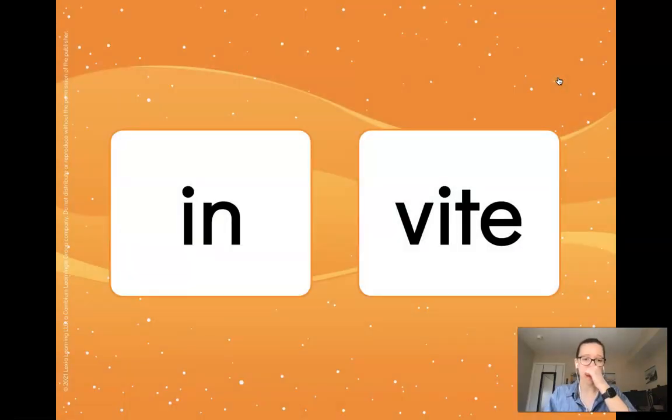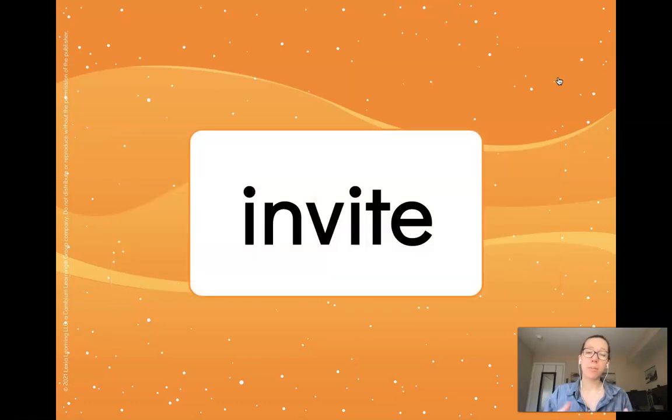Let's take a look at these words. Our first word is in, and our second word has a silent E on there, V-I-T-E. That silent E is going to make our vowel long and strong, so that word would be vite. If we put those words together, we have invite. Listen as I use the word invite in a sentence and see if you can hear it. I'm going to invite her to my party.